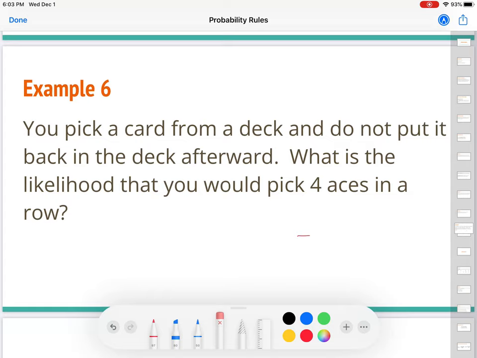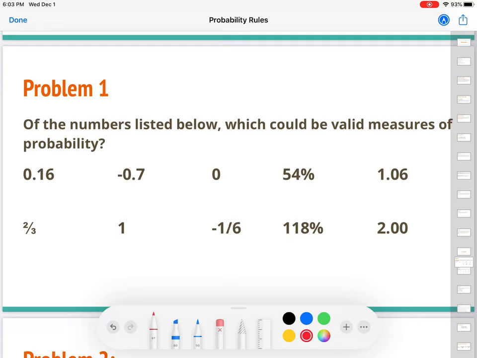So a few more examples of numbers listed below, which could be valid measures of probability. Stop the video and try to figure out this problem, then we'll go through it. All right, so probabilities, remember, are between 0 and 1. This one is not. You can't have a negative probability. You could have 0.